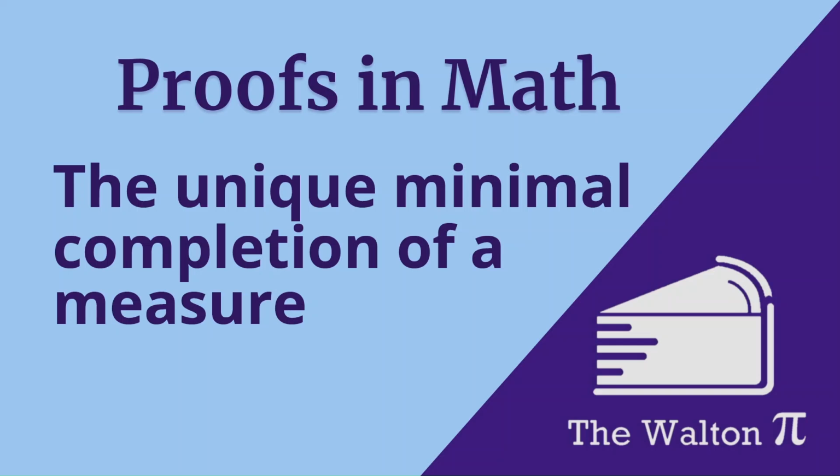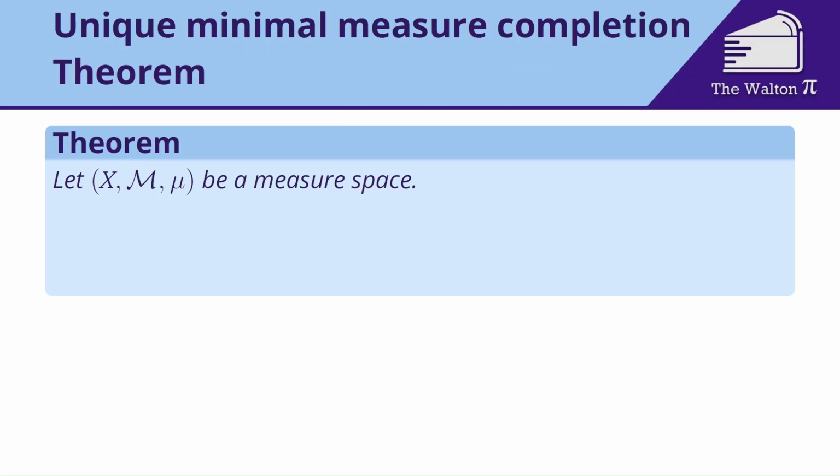Today we're going to be going over a theorem and then the proof of that theorem to show that there exists a unique minimal completion of a measure. So let's start by writing down the theorem.